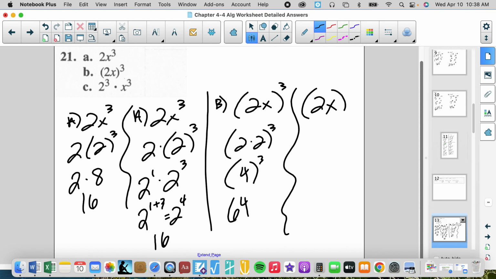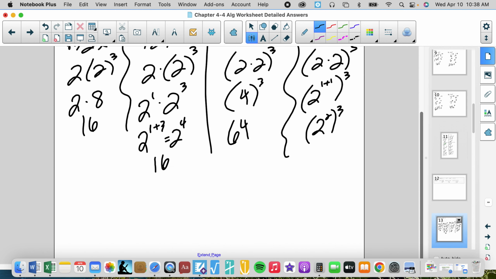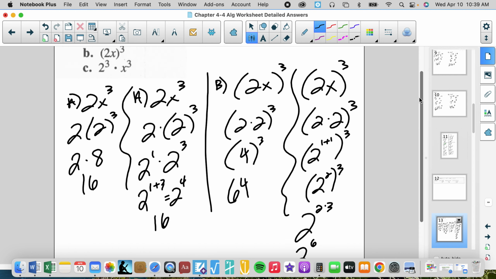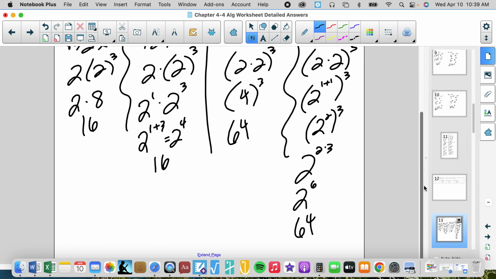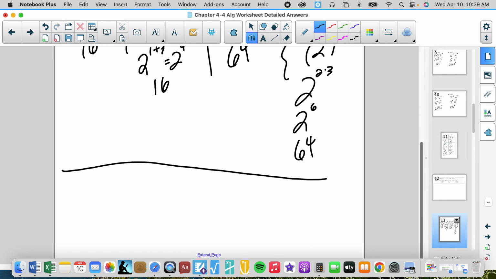2x to the third. Anybody see this as 2 times 2, which is 2 to the 1 plus 1 to the third, or 2 to the second to the third, which is 2 to the 2 times 3, which is 2 to the sixth, which still equals 64? I don't know, just seeing if anybody sees it in that way. It's kind of cool. I'm seeing it in that fashion.